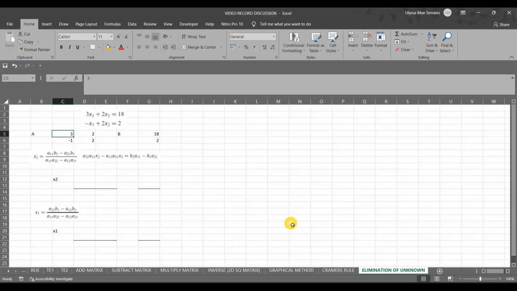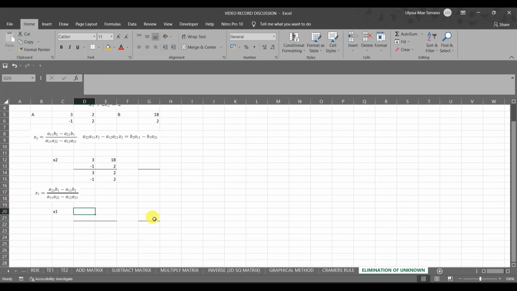have 3x sub 1 plus 2x sub 2 equals 18, and minus x sub 1 plus 2x sub 2 equals 2. So, for our x sub 2, the numerator, same column, we're going to use the values of B instead of the values of A. You will notice the similarity to Cramer's rule. And our denominator will be the determinant of the coefficients, which is 3, 2, 2, negative 1.